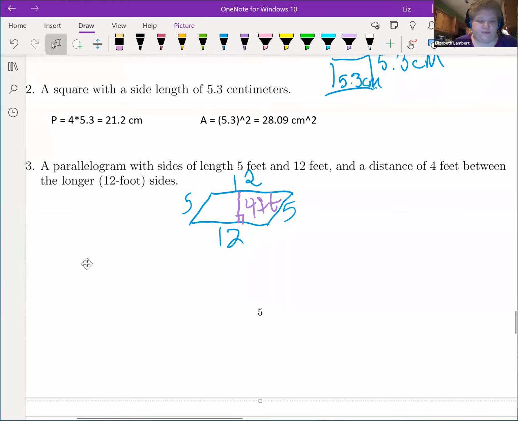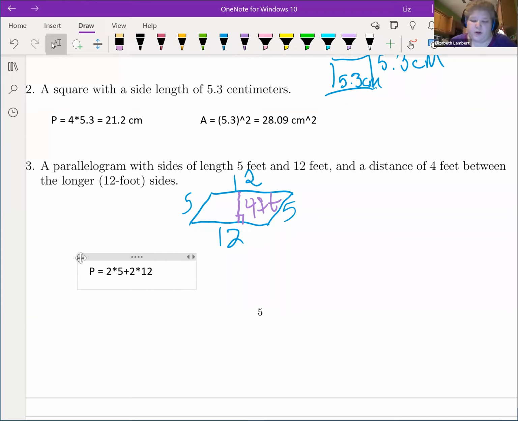So our perimeter, 2 times 5 plus 2 times 12, 24 and 10 is 34 feet. And then our area is the length times the height. So remember, look for the two things that make the right angle. So it's going to be the 12 and the 4 here. So that's 48 square feet.